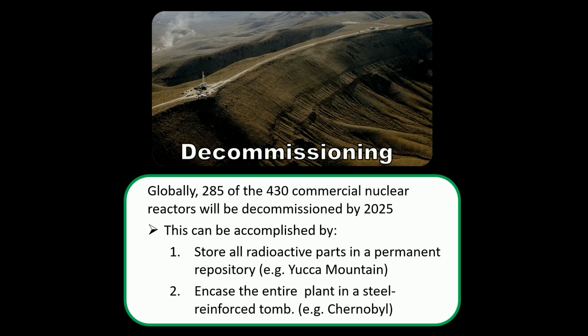So globally, there's about 430 commercial nuclear power reactors. And of them, about 285 need to be decommissioned. And this is from your textbook. It said they will be decommissioned by 2025. I mean, I'm not psychic, but definitely not all of them are going to be decommissioned. Since 2013, about 8 have been decommissioned in the US, and there's maybe another 6 that'll be decommissioned by 2025.